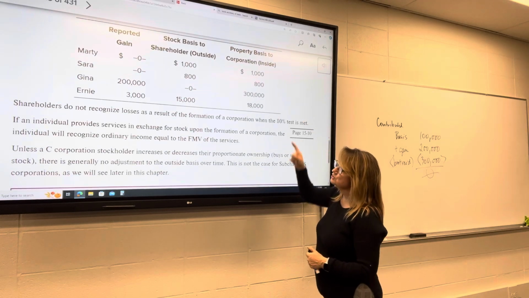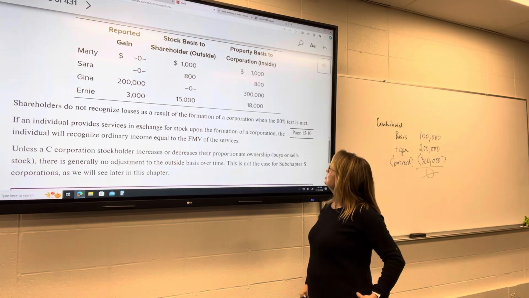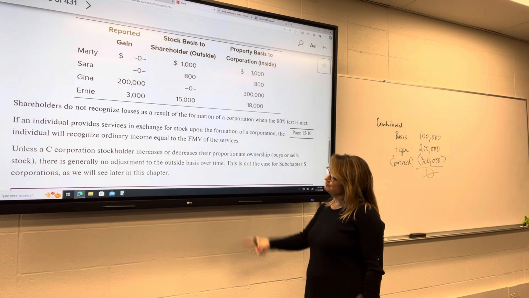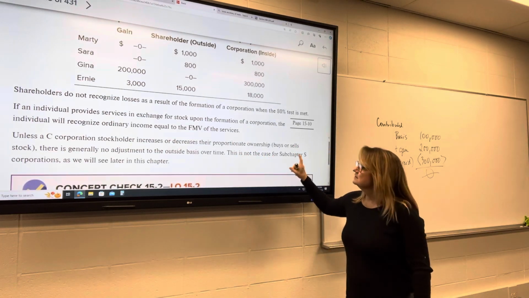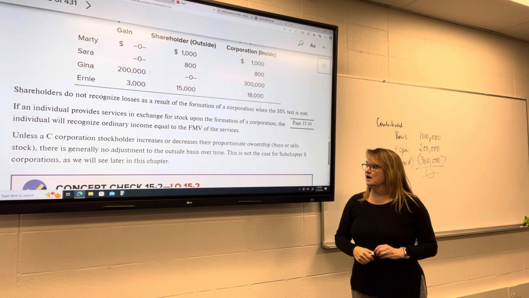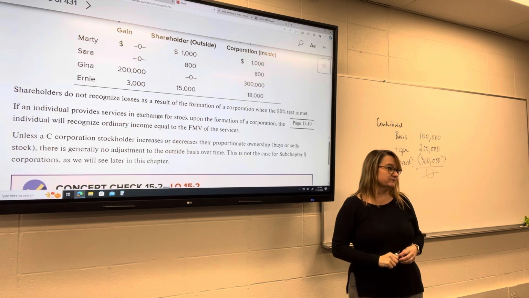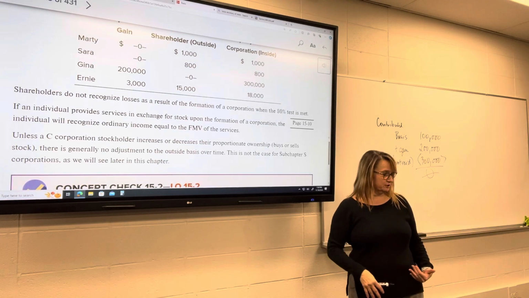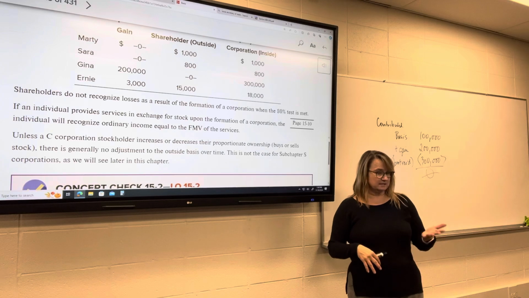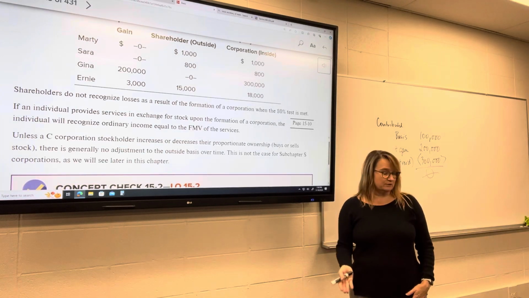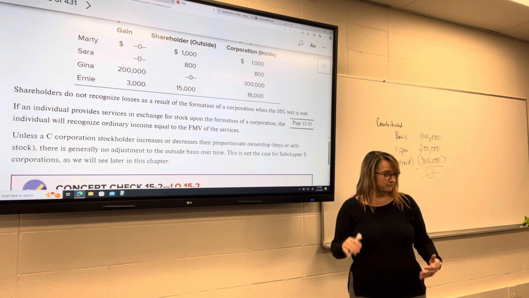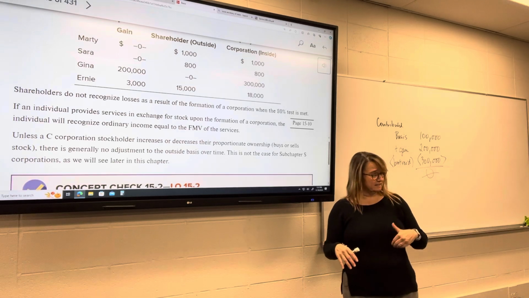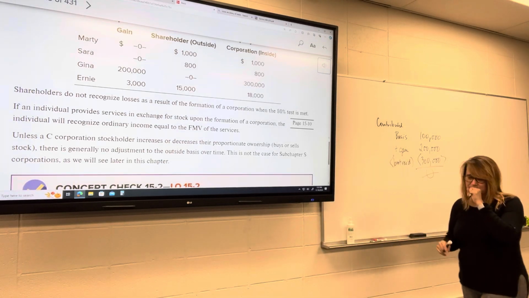There is no loss that's recognized as a result of the formation of a corporation when the 80% test is met. If an individual provides services in exchange for stock, then the individual still has to recognize ordinary income equal to the fair market value of the services. So if I contribute $1,000 worth of services in exchange for 100 shares of stock, now I've got to pay tax on the $1,000 of services, the fair market value, but my basis now in those shares of stock is $1,000.